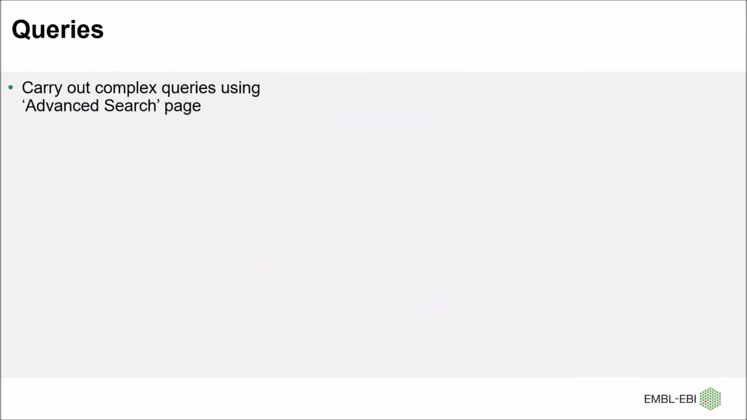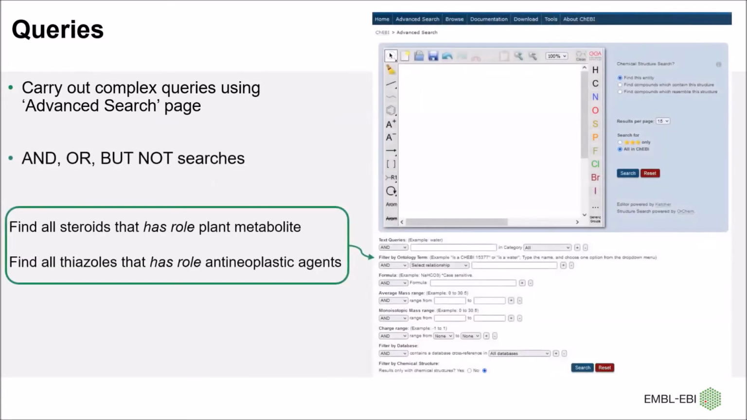So when you have thousands of molecules classified within the ChEBI ontology, you can carry out some really complex queries. So we have this advanced search built into the ChEBI public website, which allows you not only to do some simple structure-based searches or text-based queries, for example, if you want to search for identifiers or if you want to search for synonyms, but you can also do some very advanced searches or combine your searches with these Boolean operators: and, or, but not. So you can also query the ontology. You can find, for example, all steroids within the database that are also plant metabolites. And you can also carry out searches like, for example, find all thiazoles that have role as antineoplastic agents, because we've already classified a lot of these chemicals into their respective classes.